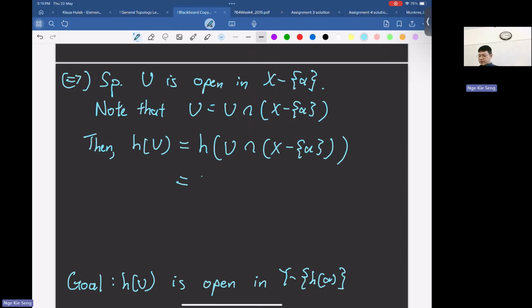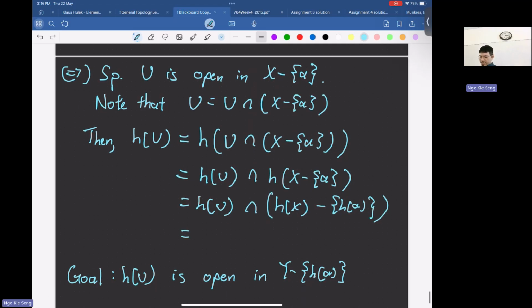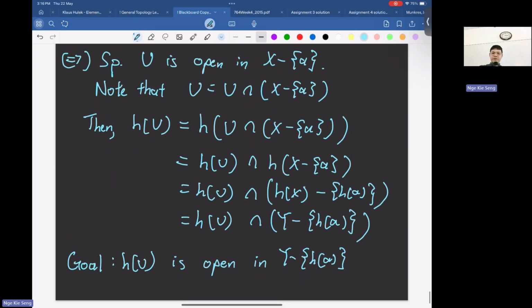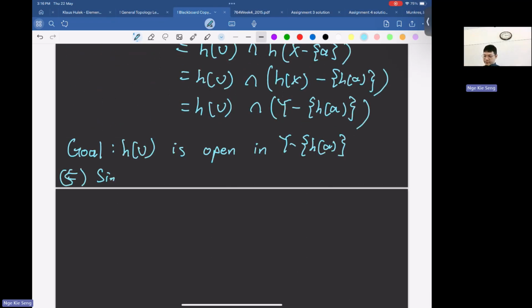And then H on intersection is what? H U intersect H of everything here. H on complement is H X take away H A. But H is bijective, so basically H X is just Y. So you recover that H U is the intersection of H U with the punctured codomain. Nothing special here, it's just a bunch of set theory. The other direction is the same, quite straightforward, but you use the inverse part, this image.